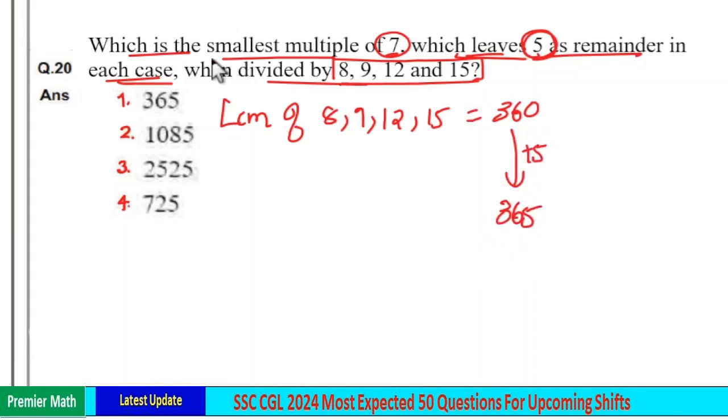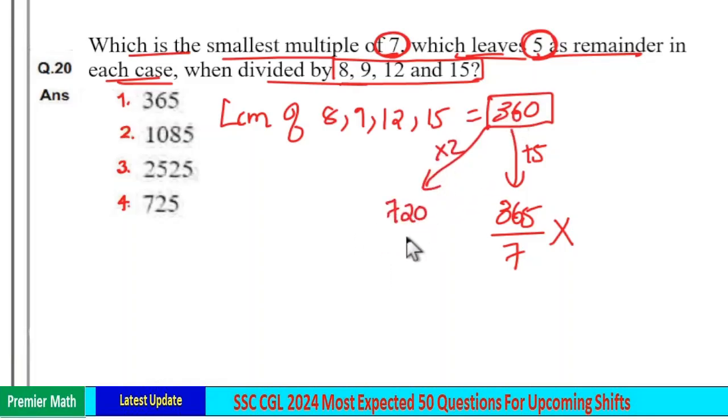Now the question says this is a multiple of 7. Now check whether this 365 is divisible by 7. But 365 is not divisible by 7. Now take 360 again and multiply it with 2. Take the double of 360, which is 720. Now add remainder 5 to it because it leaves a remainder 5. So 725. Now check whether 725 is divisible by 7.